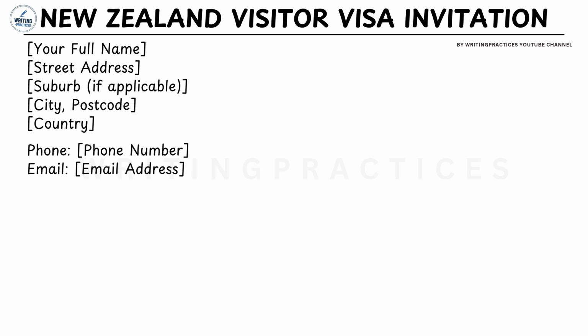This section identifies who is submitting the visa application. Immigration New Zealand uses these details to match your letter with your visa file and contact you if further clarification is needed. Your address should be complete and accurate because it confirms your current country of residence.